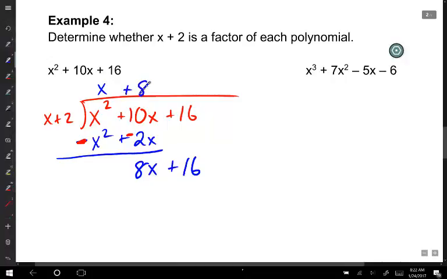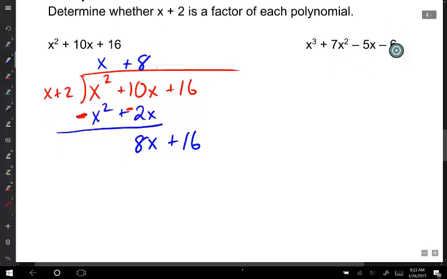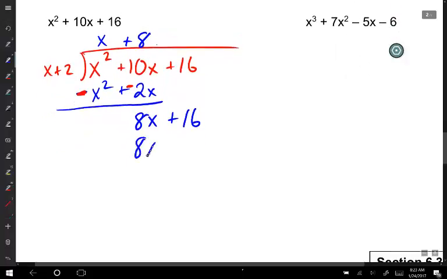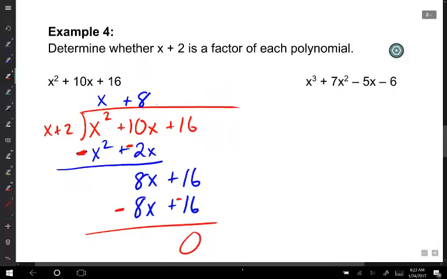Okay, let me write that down. What is 8x times x, Aaron? Isn't that 8x squared? Oh, yeah. So let's get rid of this x here, and let's just use an 8. So that's 8x plus 16. We go through and subtract. We get 0. So let's answer the question. Is x plus 2 a factor?